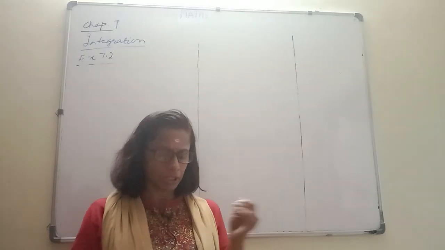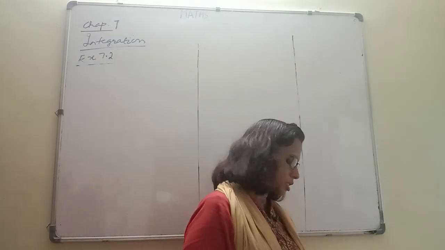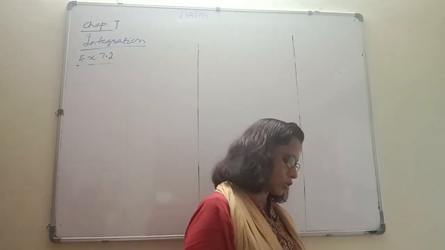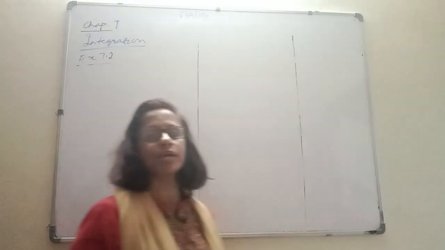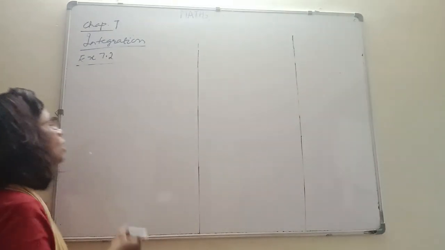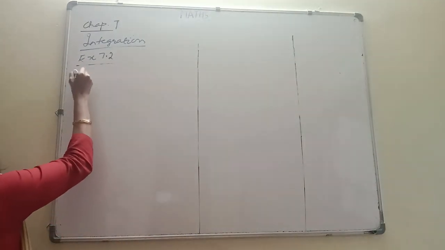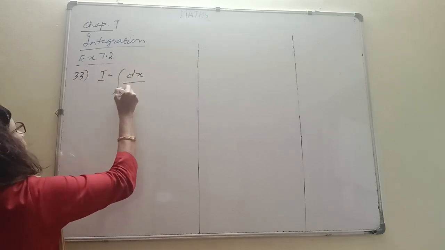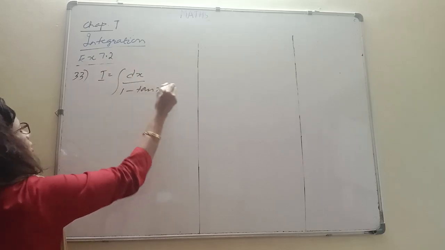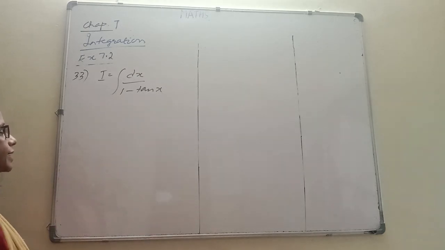In problem number 32 we had the question 1 over 1 plus cot x, and this is going to be just like that, but with a slight change. It is 1 over 1 minus tan x. So let's see how to do this. The 33rd question says it is the integral of dx over 1 minus tan x. So we are going to see how we can do this.